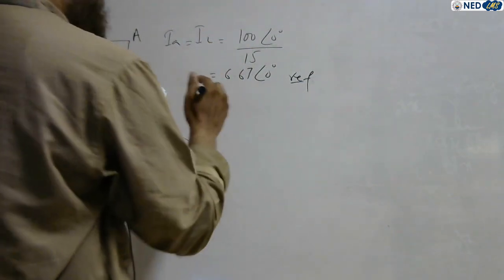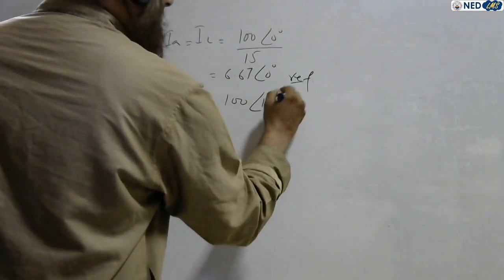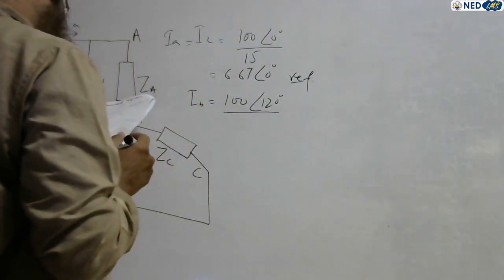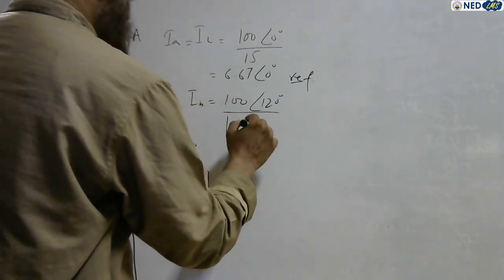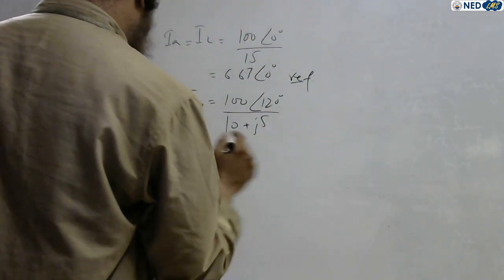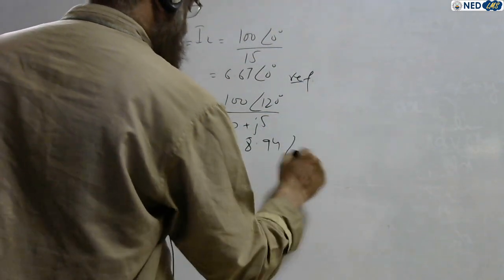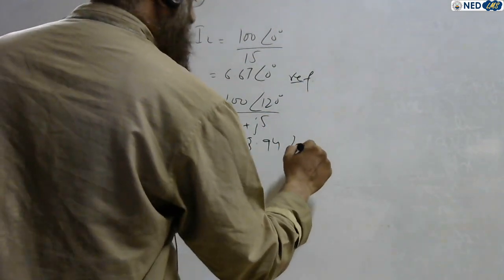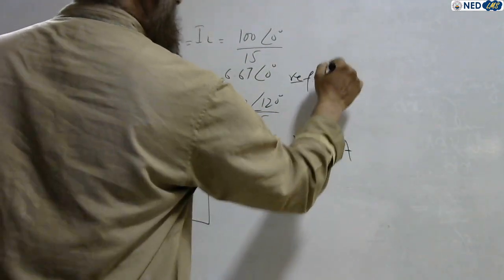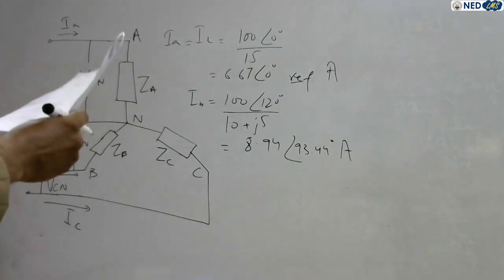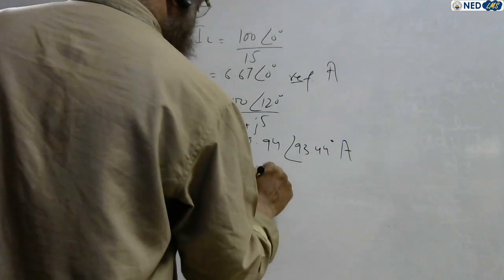The second current is again the ratio of voltage over impedance, but 120 degrees apart, that is voltage B over the impedance of phase B, 10 plus j5. When you solve this phasor, you will get 8.94 angle 93.44 degrees. The unit is amperes. And what is the third current? That is IC. Again, the voltage is the same.